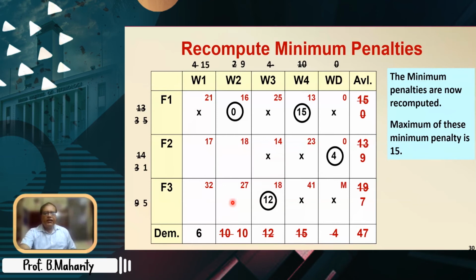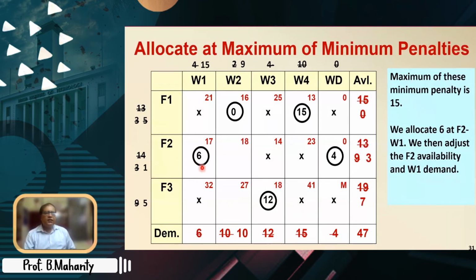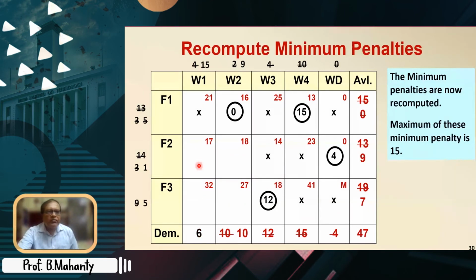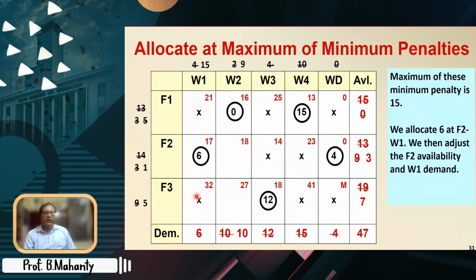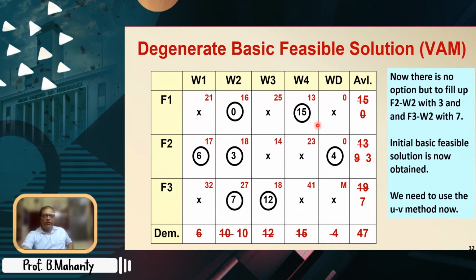And after that, we see that this is having the 17 because of this 15. So therefore we make an entry 6. Now the problem is trivial, and we don't have any further choices. So obviously we fill up the remaining squares, that is 3 and 7. And then we have 1, 2, 3, 4, 5, 6, 7 as the degenerate basic feasible solution. All right, so the degenerate basic feasible solution has been obtained in this case.